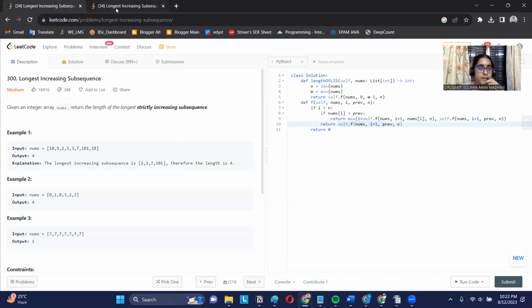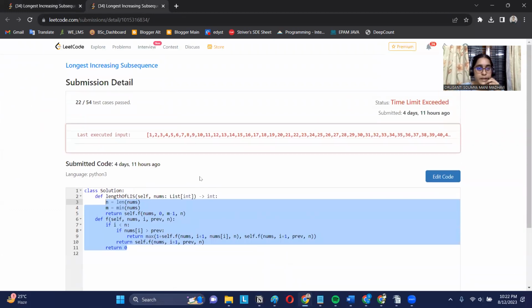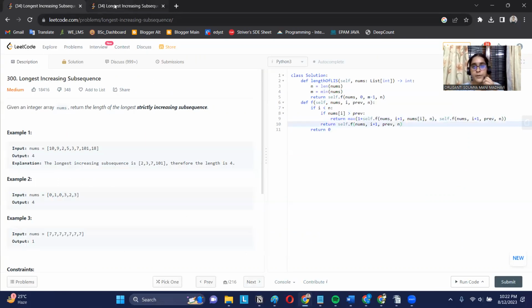But this is just a recursive solution. If you run it, you'll get a TLE, as you can see over here. So this solution can actually be solved using dynamic programming.